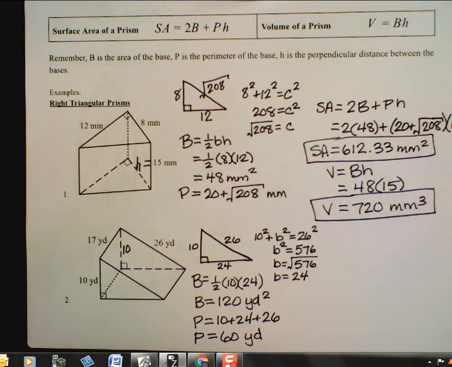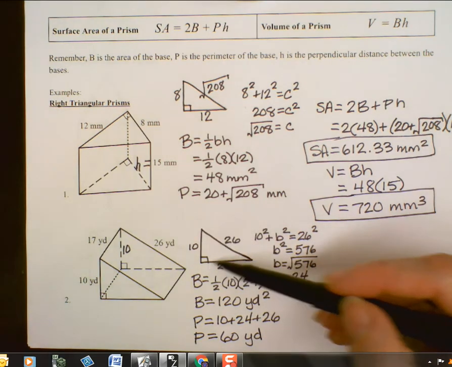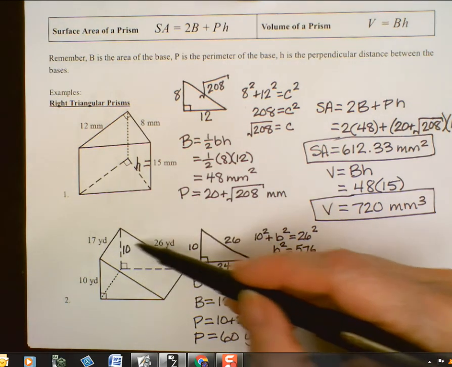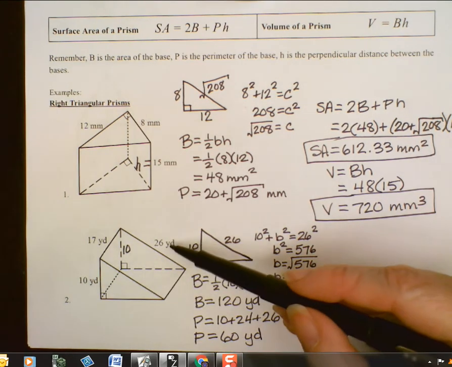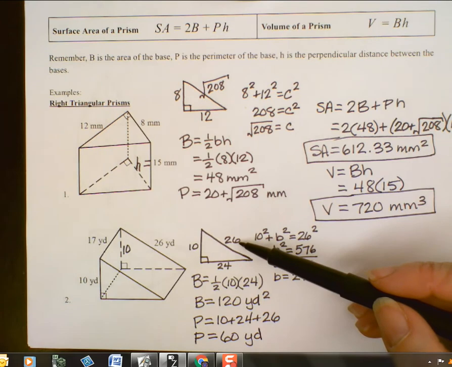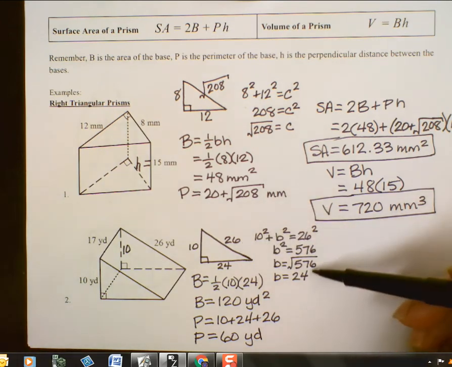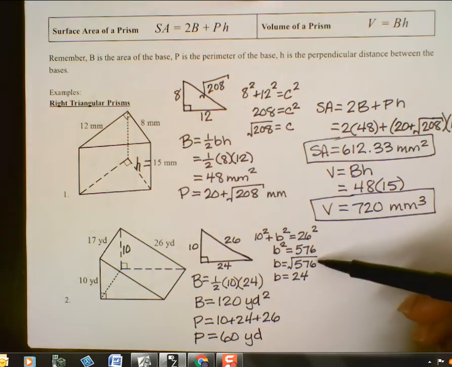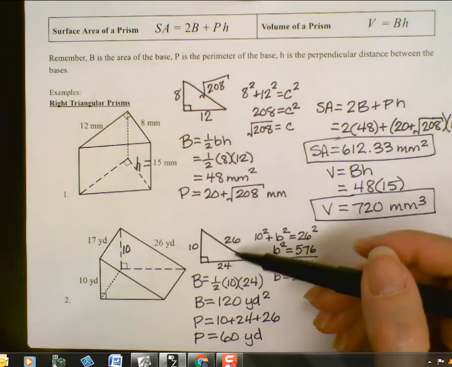All right, so you've had some time now to go back and attempt number 2. I've gone ahead and started that problem. So I've redrawn the base separate from the prism. I know that one leg is 10 units long, or 10 yards long, and that the hypotenuse of that triangle is 26 units long. So I use the Pythagorean Theorem to determine the length of the other leg. Now in this case, we get the square root of 576. 576 is a perfect square. It is 24 times itself. So the length of the other leg is 24 units.